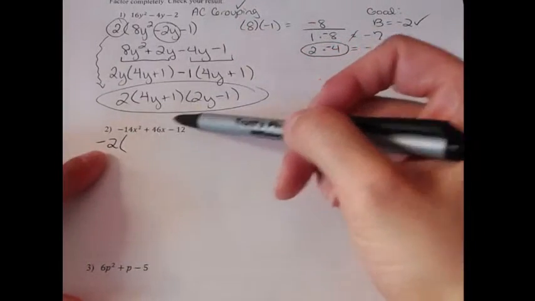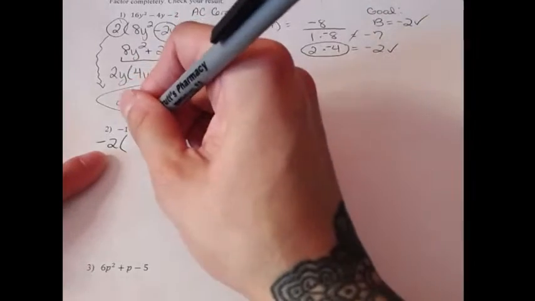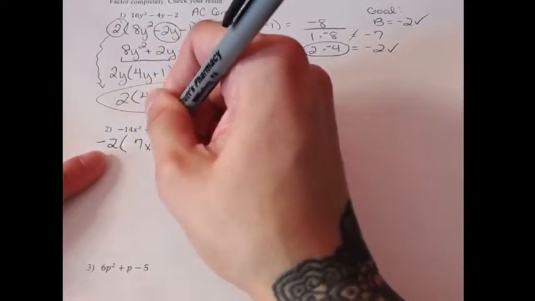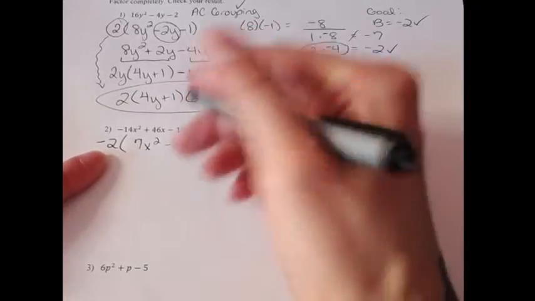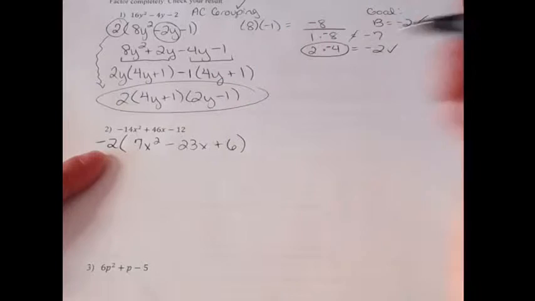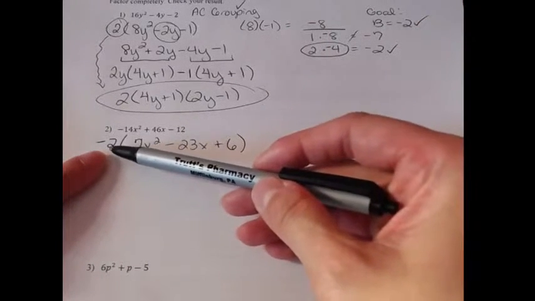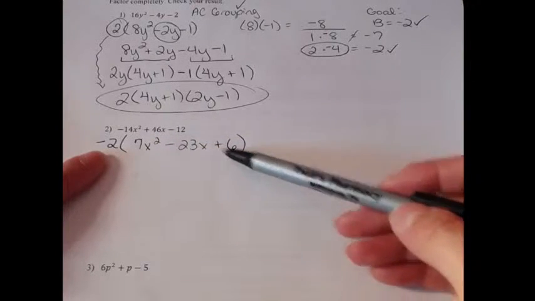Take each term in our trinomial and divide it by a negative 2. That gives me a positive 7x squared, a negative 23x, and then a positive 6. Good morning, Kevin. Double check: negative 14x squared, positive 46x, negative 12.